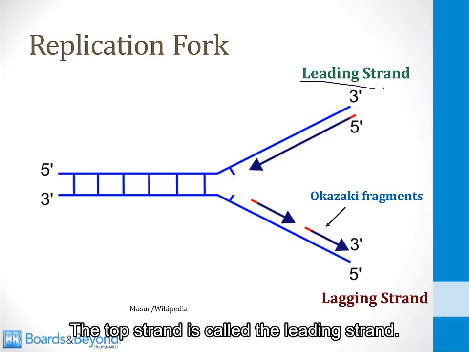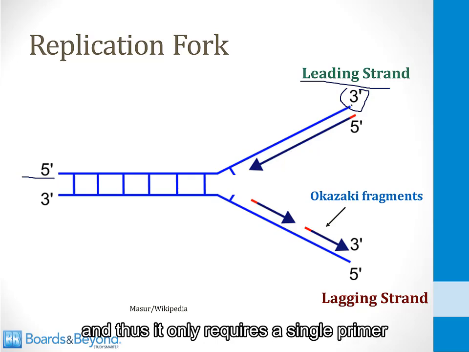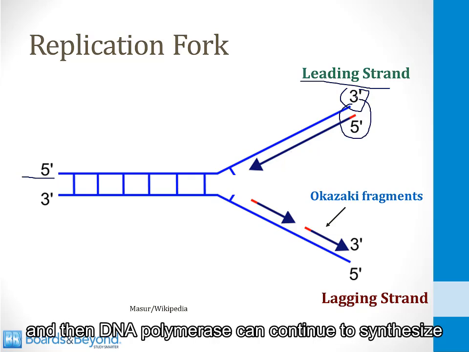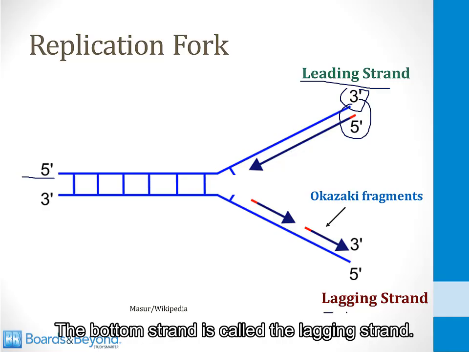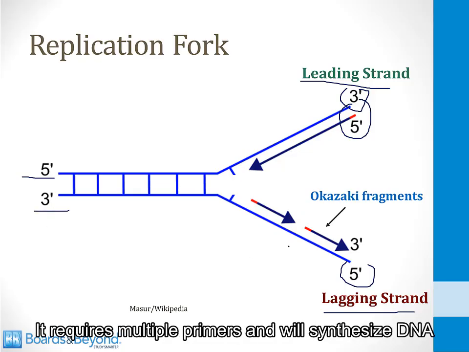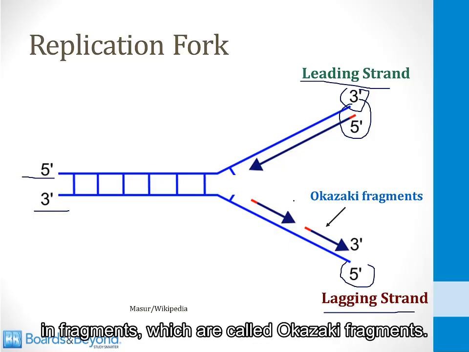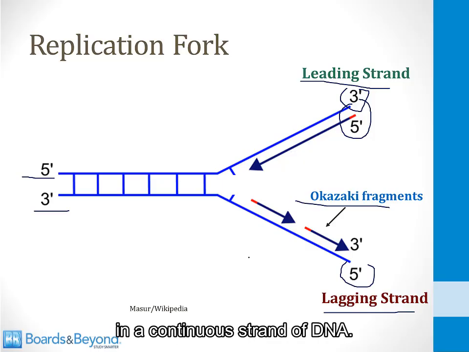The top strand is called the leading strand. It is oriented from 3' to 5', and thus it only requires a single primer, and then DNA polymerase can continue to synthesize a new strand as the replication fork widens. The bottom strand is called the lagging strand. It is oriented from 5' to 3'. It requires multiple primers and will synthesize DNA in fragments, which are called Okazaki fragments. They will eventually be linked together in a continuous strand of DNA.